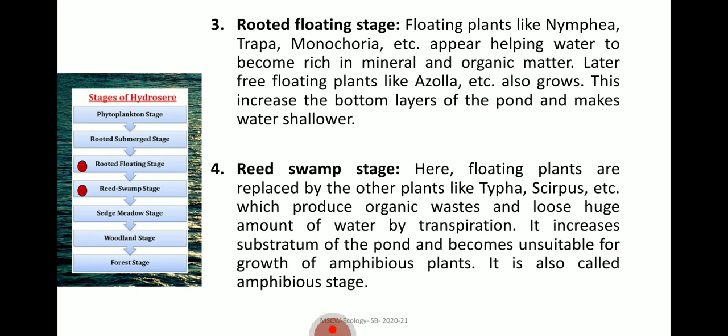the floating plants are replaced by other plants like Typha, Scirpus, etc., which produce organic waste and lose huge amounts of water by transpiration. It raises the substratum of the pond and makes it unsuitable for growth of amphibious plants. It's also called the amphibious stage.